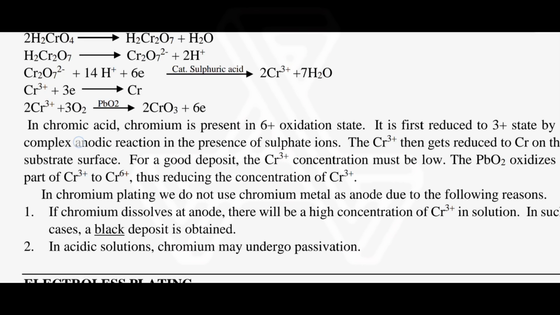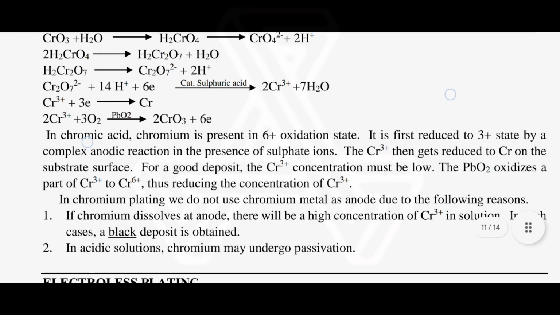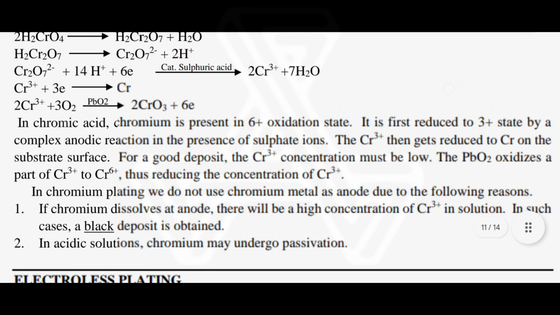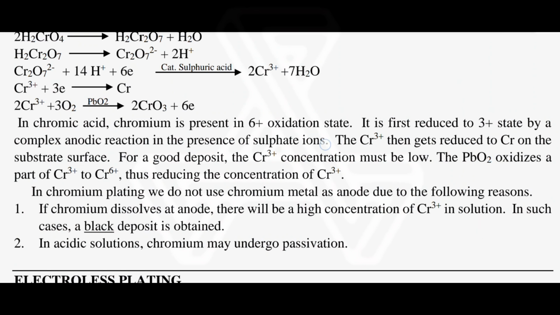In chromic acid, chromium is present in the 6+ oxidation state. It is first reduced to the 3+ state by a complex anodic reaction in the presence of sulfate ions. The Cr3+ then gets reduced to Cr on the substrate surface. For a good deposit, the Cr3+ concentration must be low. The PbO2 oxidizes a part of Cr3+ to Cr6+, thus reducing the concentration of Cr3+.